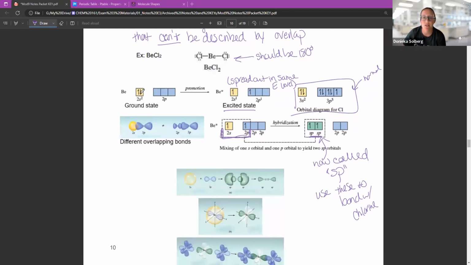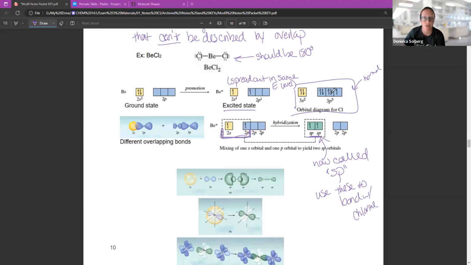Okay, so beryllium looks like this. We've got 2s2. Now 2p is there, there's nothing in it, but we could excite an electron. We did excited electrons in lab, right? One of the electrons could get excited. We're going to call this promotion. So now we have a 2s1 and a 2p1. Okay, that's definitely possible. So that's what the beryllium did.